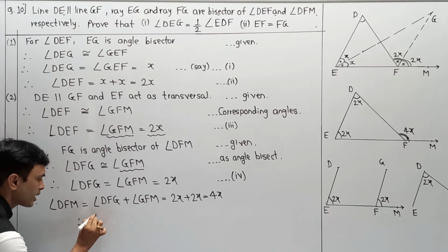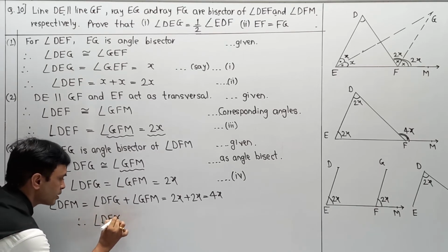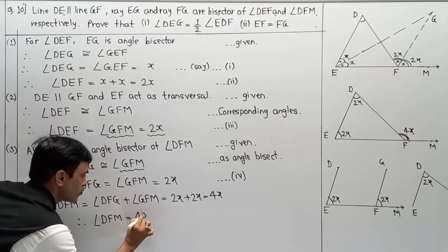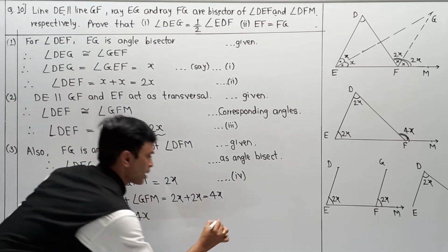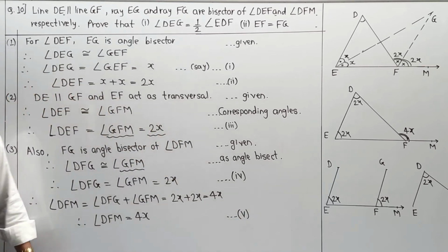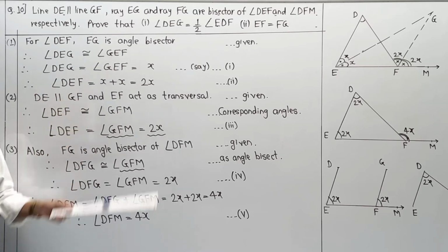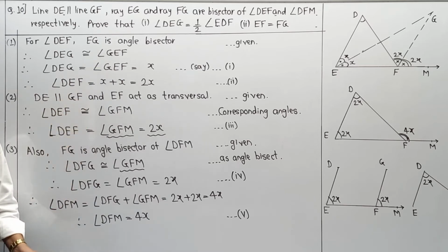So again we are getting an answer, angle DFM is equal to 4x degrees, and I'm going to call it equation number 5. Now remember, students, this numerical is longer in length, and again we need the same space that we have used over here. So remember it.